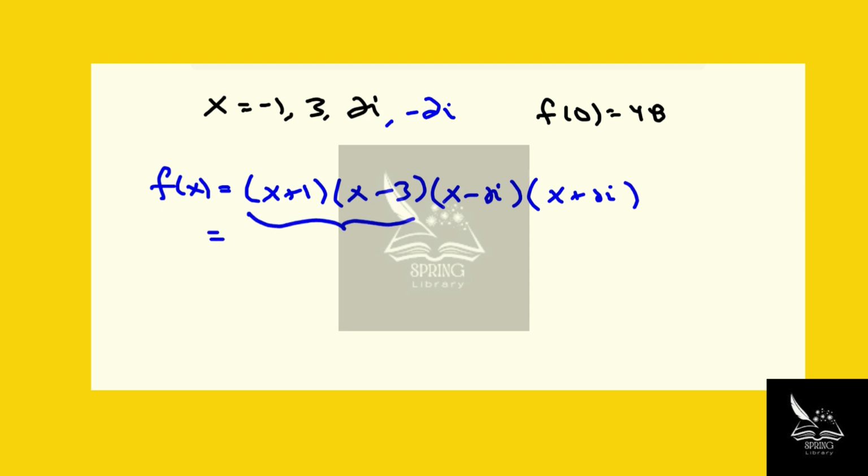You could FOIL this, but you distribute the x, you get x squared minus 3x plus x would be minus 2x plus -3, so minus 3. And then you'll have x squared plus 2ix minus 2ix cancels, minus 4i squared, but i squared is -1, so that becomes just plus 4.